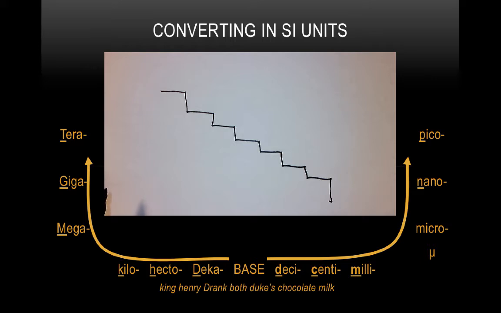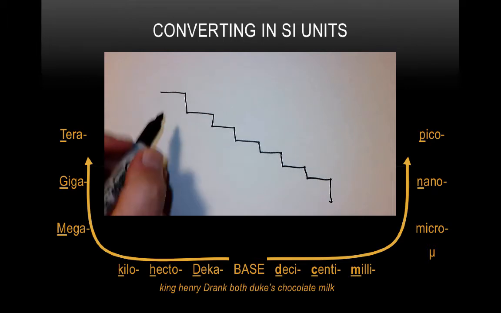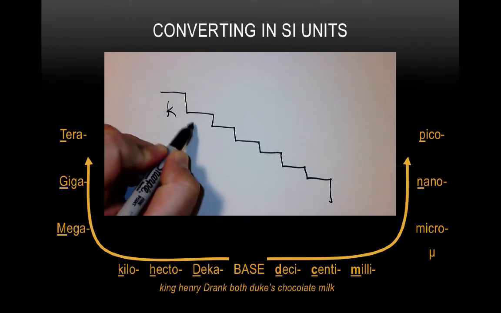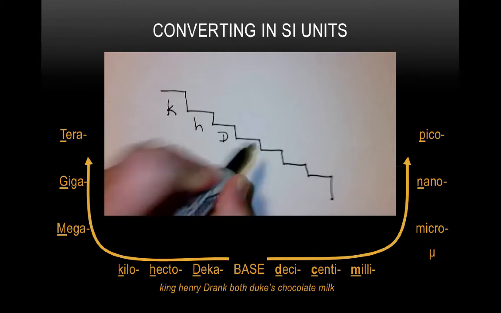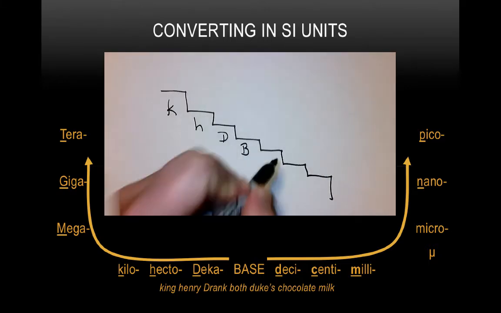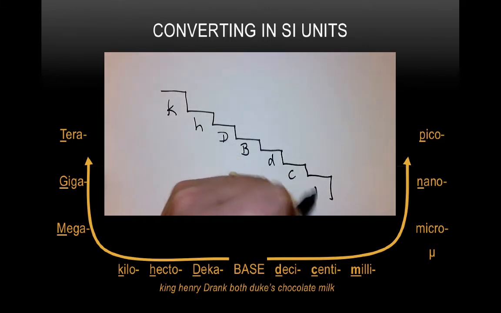I know my son had to make his own for one of his science classes, and it had something to do with Kevin has donuts or something like that. I don't remember what it was, but you'd have something to remember. King Henry drank both Duke's chocolate milk. So this would be the order of the prefixes.